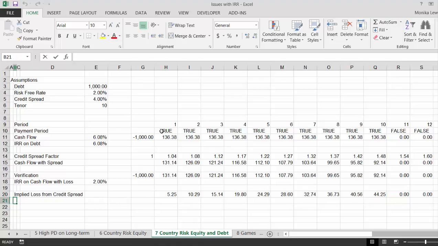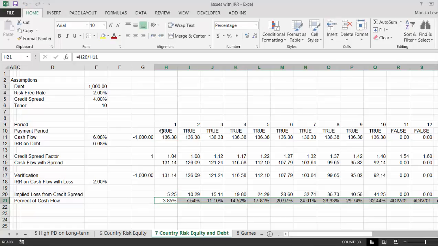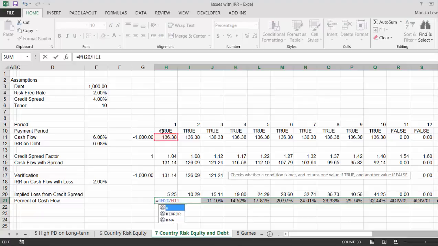We can put percent of cash flow. So in the first year, it's like taking a loss of this, and then by the last year, it's a much bigger loss. It's 34%, and we better put an if on this one.